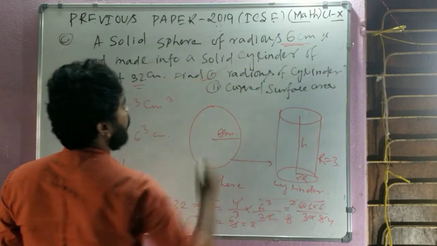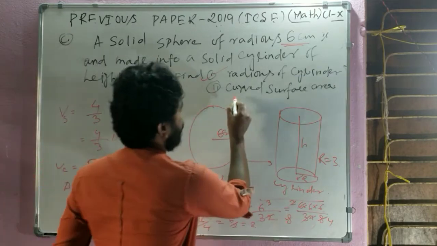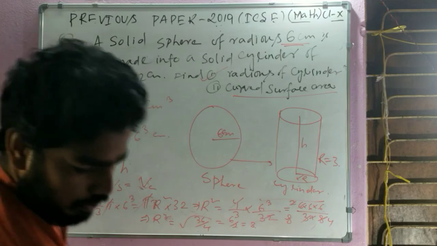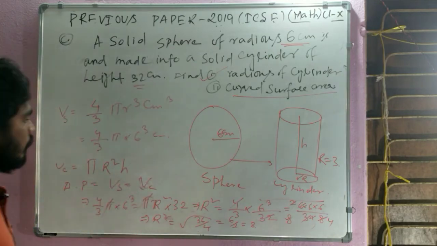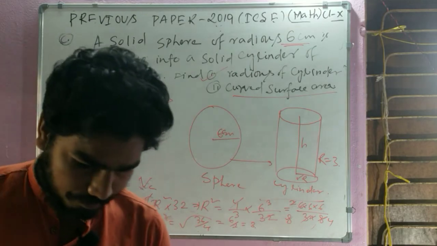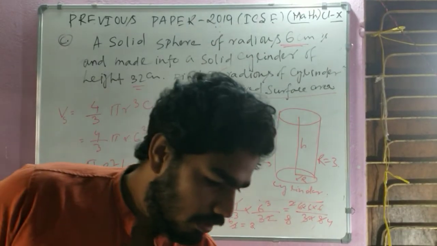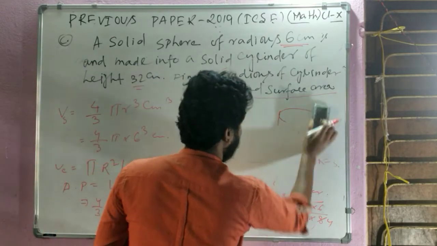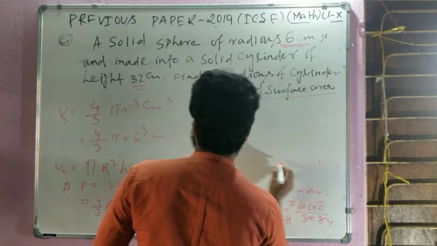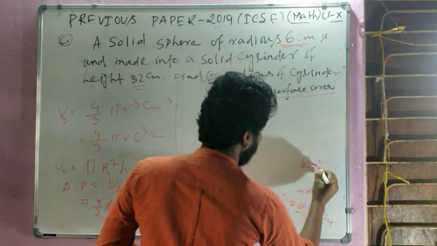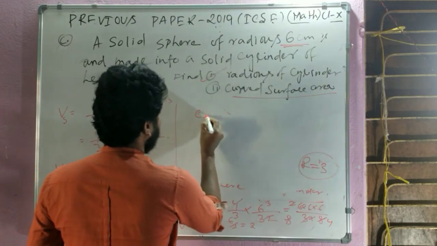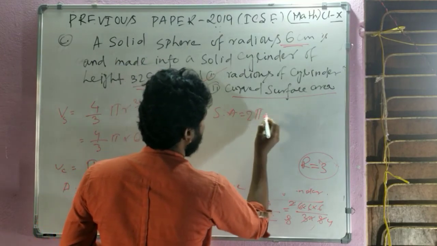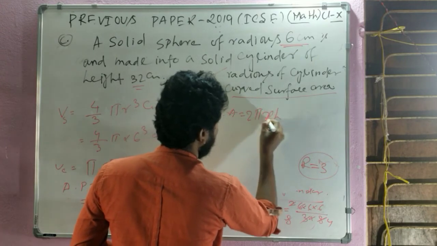This is, find the radius of the cylinder. Second, curved surface area. We know the formula for curved surface area. Given r equal to 3, the radius of the cylinder. Curved surface area is 2 pi r h.